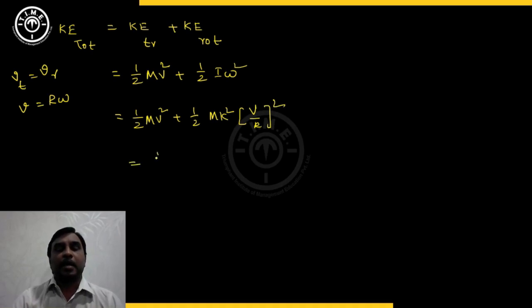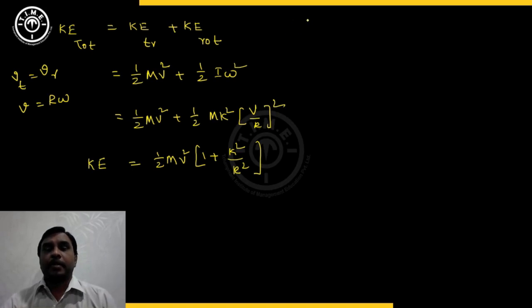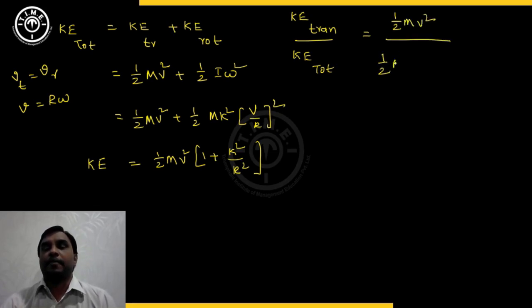So you can write half mv square is common. Then we will get 1 plus k square by r square. This is the expression for kinetic energy of a rolling object. Total kinetic energy, meaning kinetic energy due to translation as well as rotation. Then sometimes you'll be asked, what is the ratio of kinetic energy due to translatory motion to that of total kinetic energy. Under that case, kinetic energy due to translation is half mv square. Total energy is half mv square into 1 plus k square by r square.